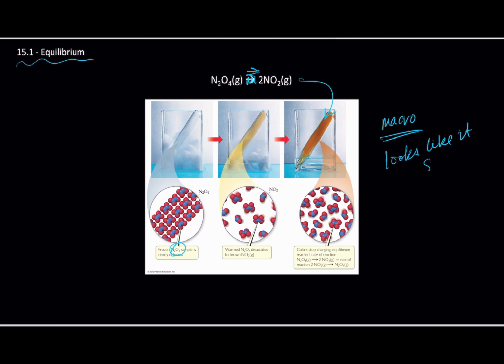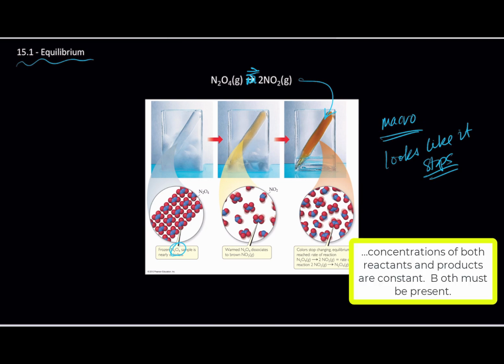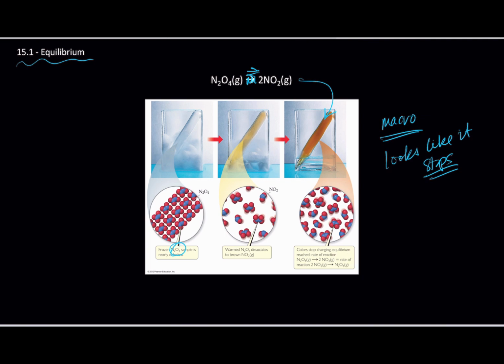It looks like it stops because one of the ways that we can describe equilibrium is that the concentrations remain constant. There's no further change in concentration, which means that from a macro level, when we're looking with our eyes, the color isn't going to change anymore. The amount of precipitate seems to be constant. Those are the two easiest ones that we can see with our eyes. But it appears as though nothing else is happening from a macro level, because one of the definitions is no further change in concentration.